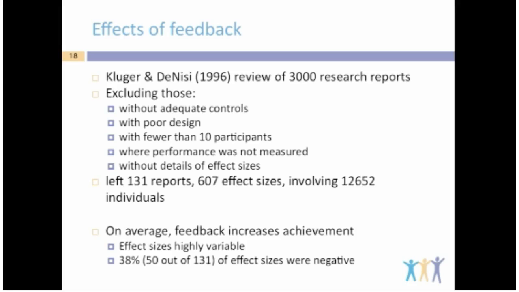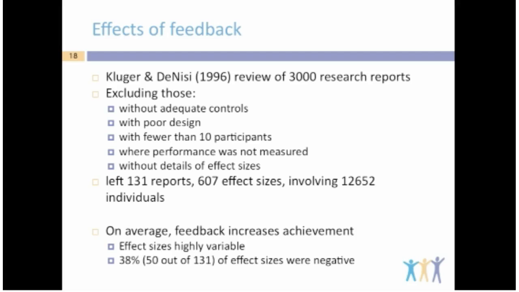They found some where there wasn't a control group, so there was no comparison. They found some where feedback was changed between the control group and the experimental group, but other things were changed as well, so it was impossible to be sure that it was the feedback that had created the effect, and others where performance wasn't measured before or afterwards, and some where it wasn't possible to work out how much of an impact feedback had had because they hadn't provided details of the effect sizes. So when they excluded those, they were quite surprised to discover that out of the 3,000 research reports they found, only 131 made the cut in terms of being well designed. But those did report 607 experiments involving about 12,500 individuals.